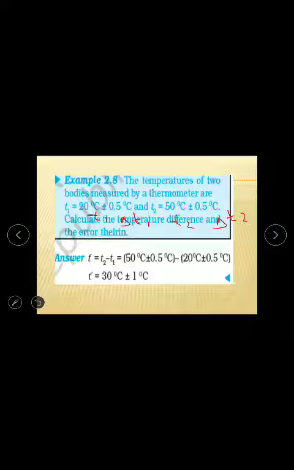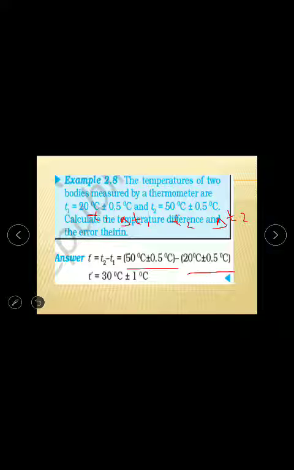Okay, so calculate the temperature difference and error. T2 and T1 are given, we have to find the temperature difference, meaning the change in temperature. What is the formula? It is final temperature minus initial temperature. The final temperature here is T2 and the initial temperature is T1. So T2 minus T1. So we are using the error of a difference. Put the value of T2: 50 degrees Celsius plus minus 0.5 degree Celsius, and T1 is 20 degrees Celsius plus minus 0.5 degree Celsius. So we have seen now only the rule here, A minus B.